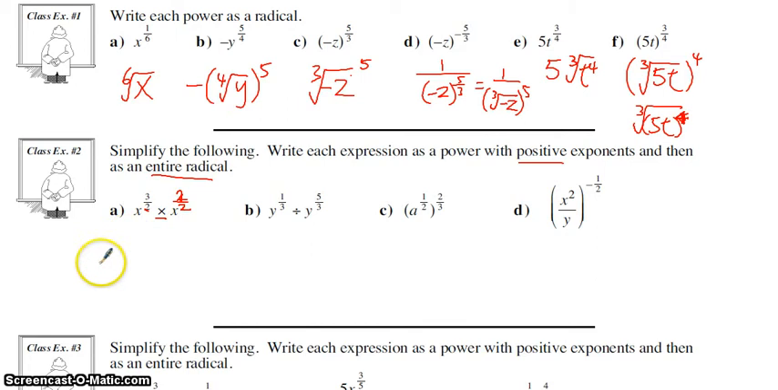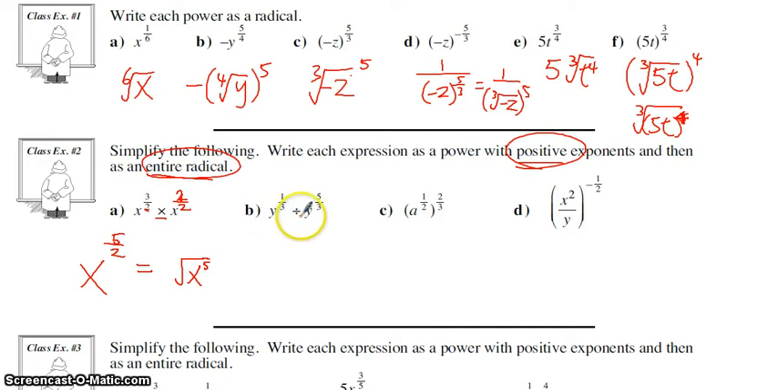So now add the exponents. 3 over 2 plus 2 over 2 is 5 over 2. This is how you add fractions: the denominator stays the same, you add the numerators. And now that means the square root of x, put a 5 there. Okay, so first you write that as a positive exponent, next you write it as an entire radical.